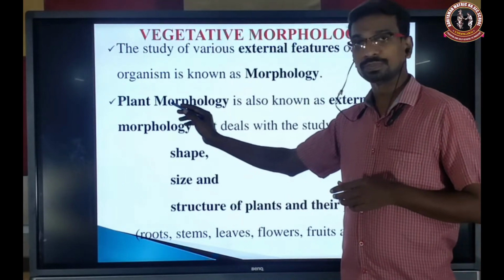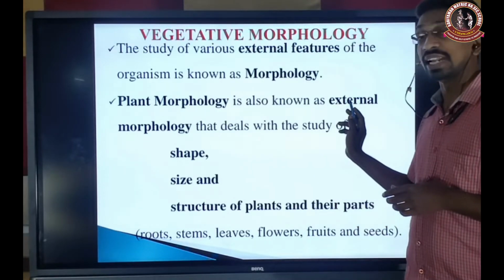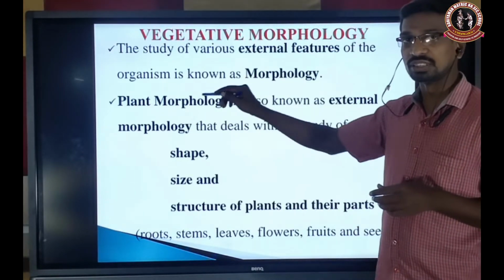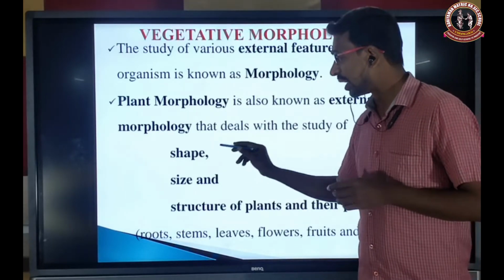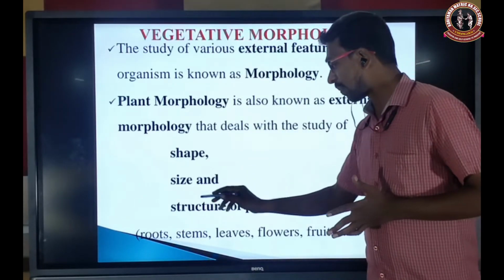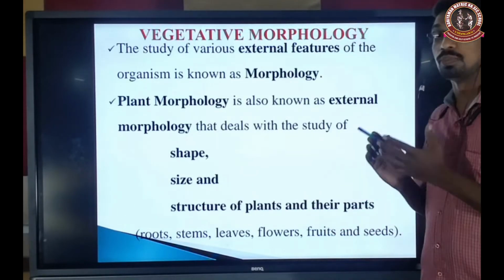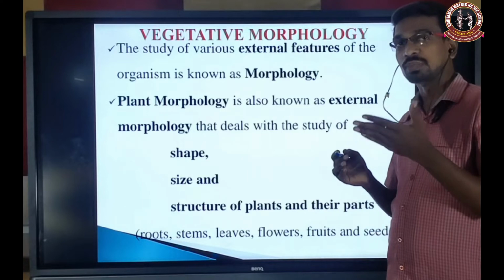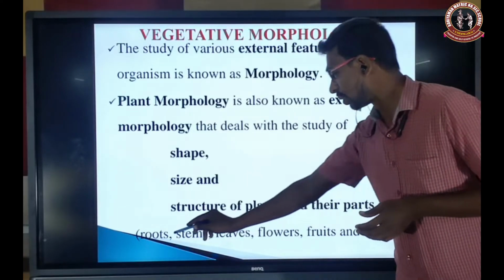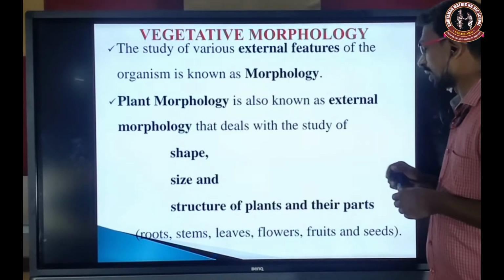Plant morphology is generally called external morphology. It deals with the study of the shape of the plant, size of the plant, structure of the plant and the parts, that is root, stem, leaves, flower, fruit and the seeds.